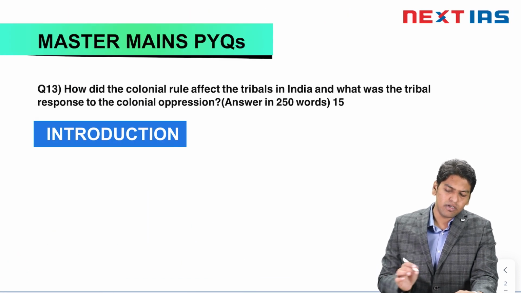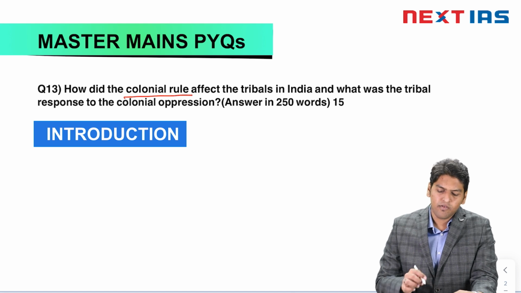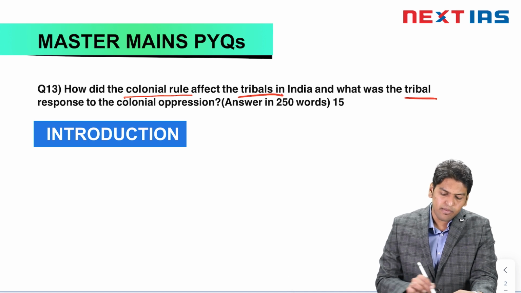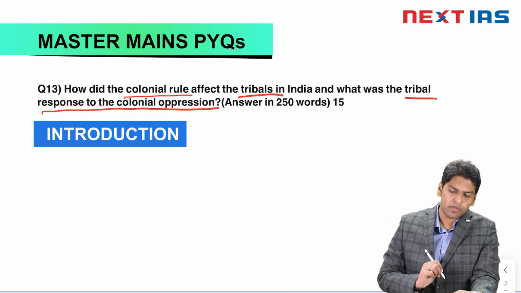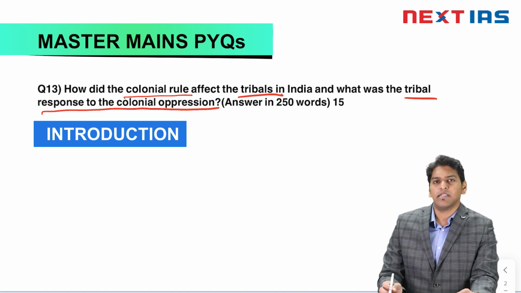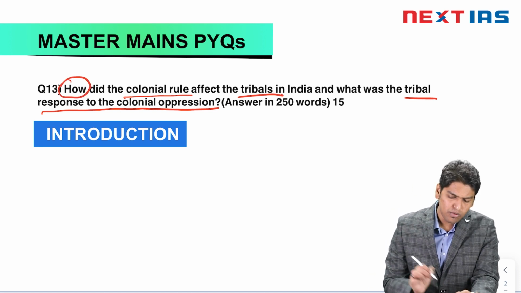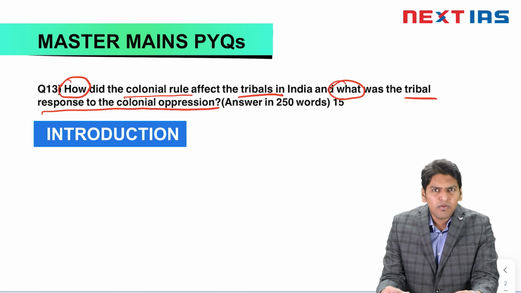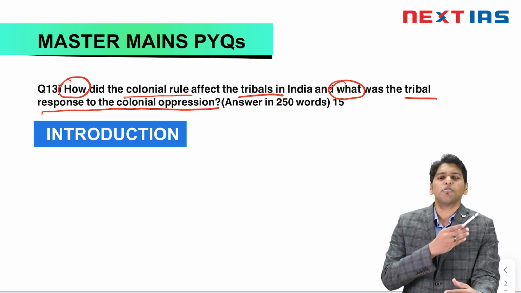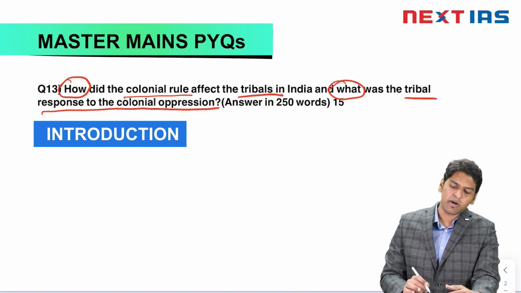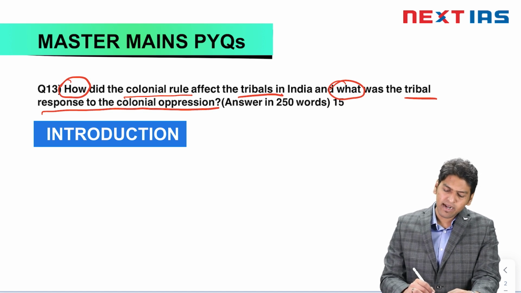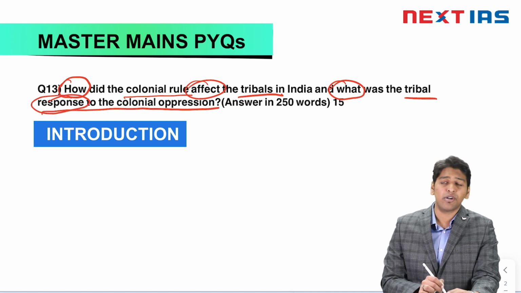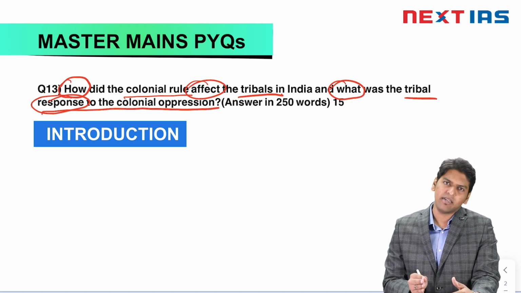The question talks about how did the colonial rule affect the tribals in India, and what was the tribal response to the colonial oppression. So the two keywords in the question are how and what. You don't have to put a very critical view of the question, you just have to explain the two points. The first part is how did the colonial rule affect the tribals, and next what was their response. So the body will be divided into two parts, the impact and the response.